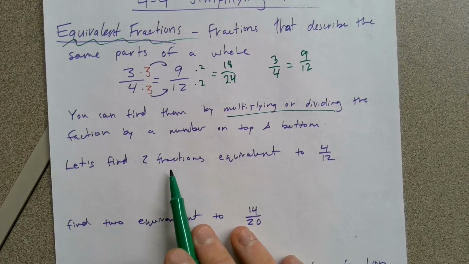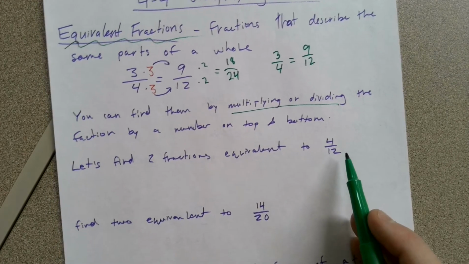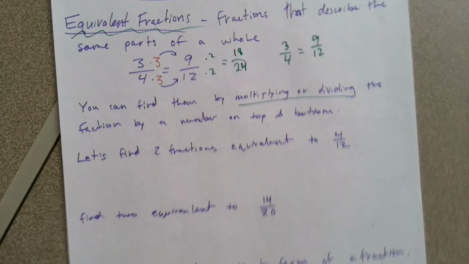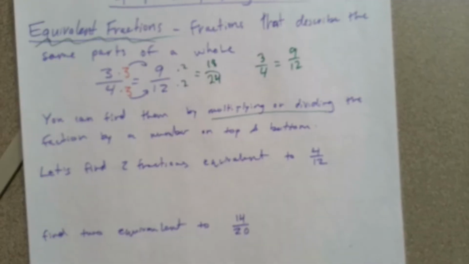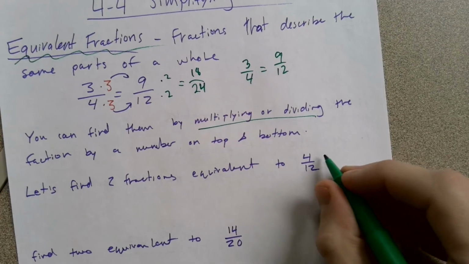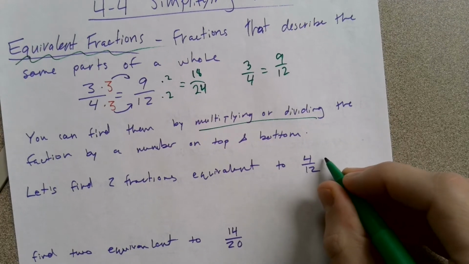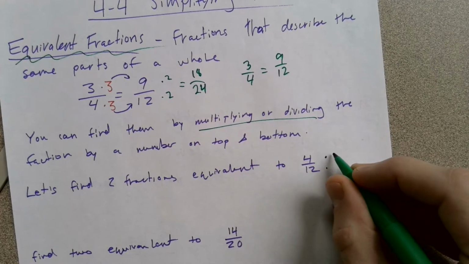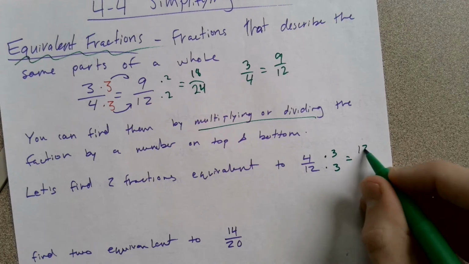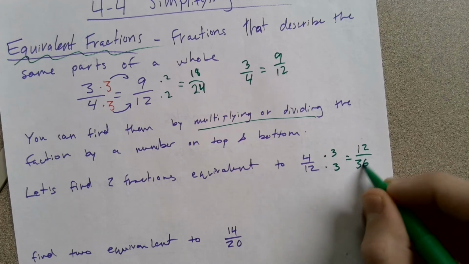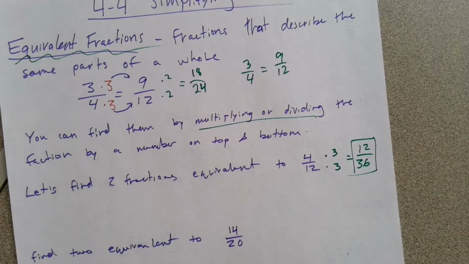Let's try to find two fractions equivalent to 4/12. So there's ways that we can do this. We can either simplify or we can make them bigger. We'll do one of each for this one. I know I could either multiply or divide these. I'm going to start by multiplying them each by, let's just do 3. Multiply the top by 3, we get 12. Multiply the bottom by 3, we get 36. That would be an equivalent fraction to 4/12.